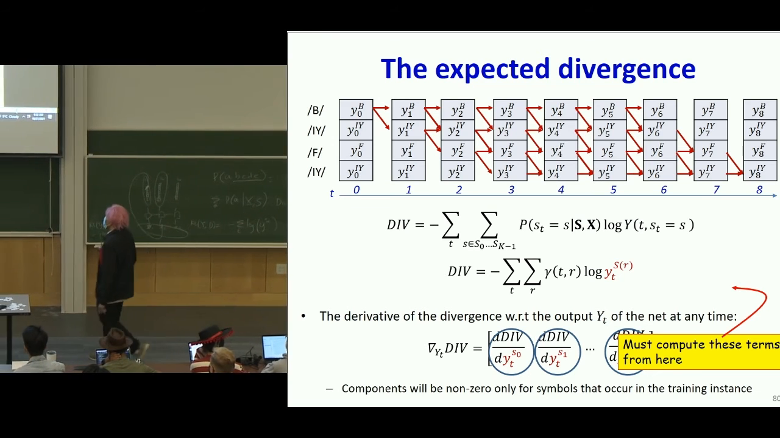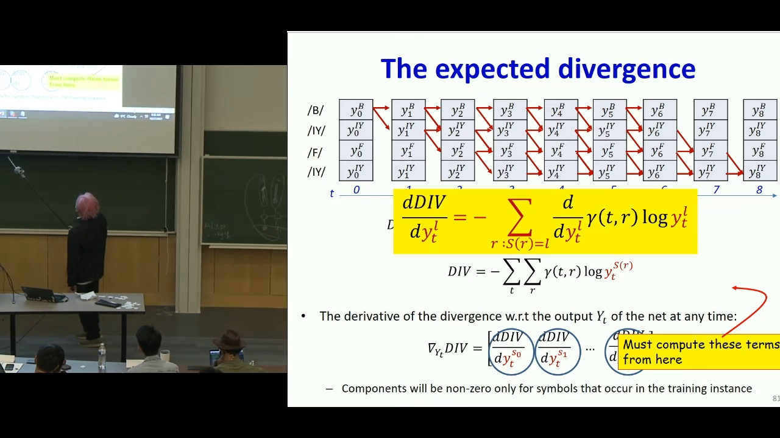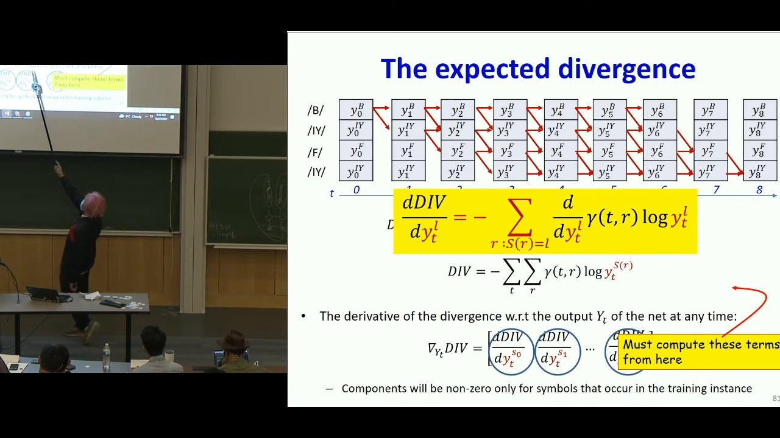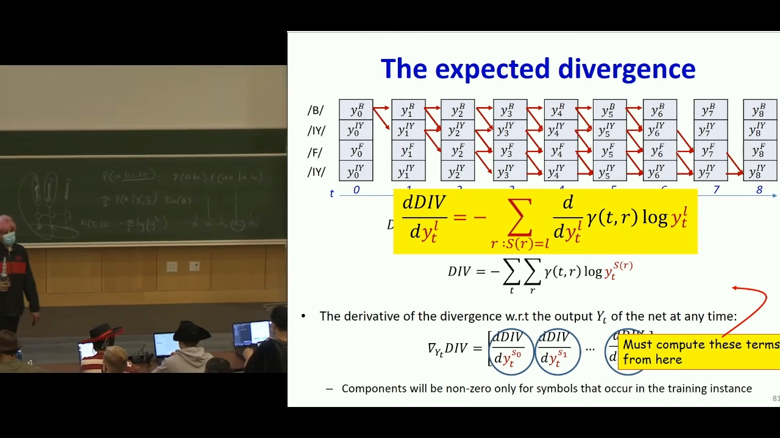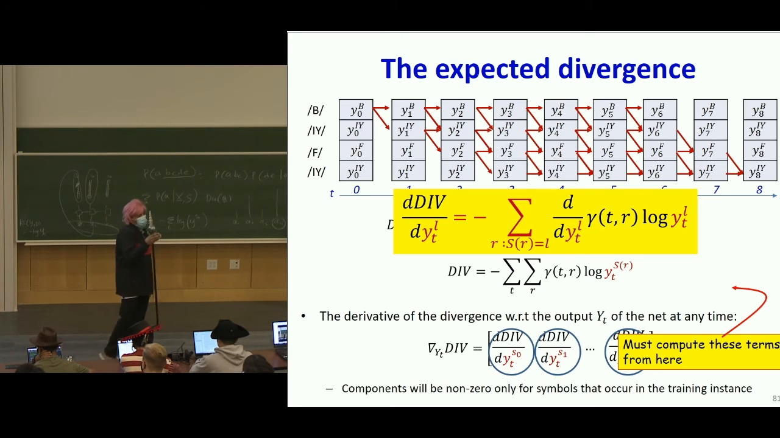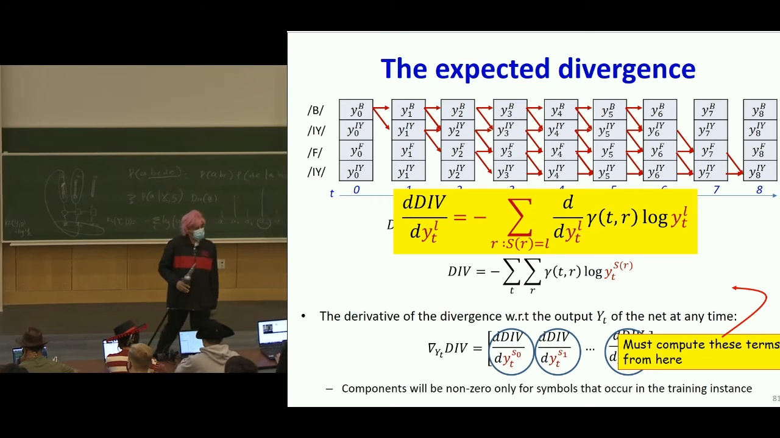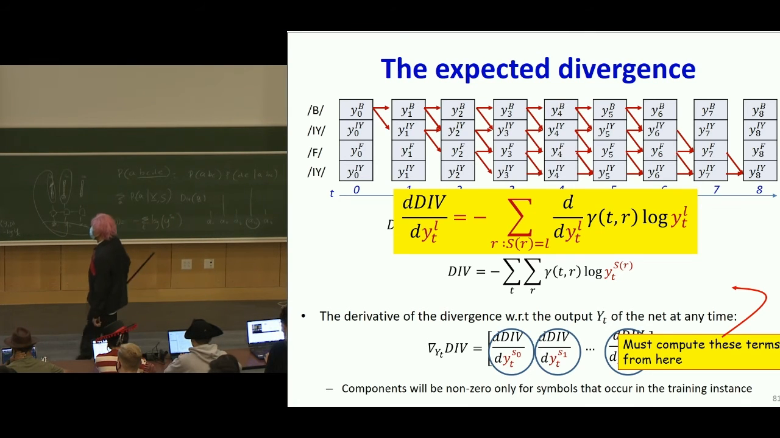Okay. Again, observe that it's actually not easy. It's the derivative of gamma TR times log of y TSR. Obviously, y is a function of the network parameters, but then gamma also is a function of network parameters because gamma has been computed from the probabilities assigned to the symbols by the network, right? And so there's another term.